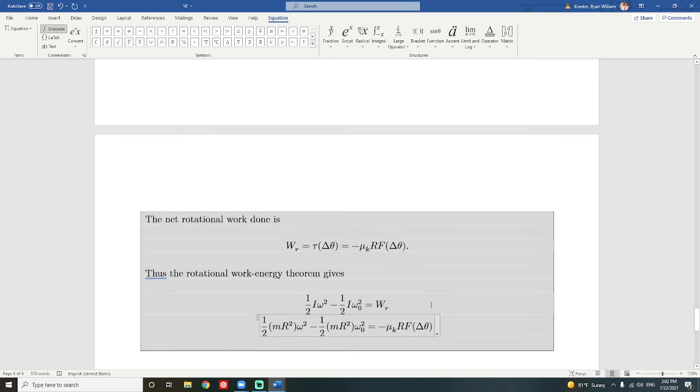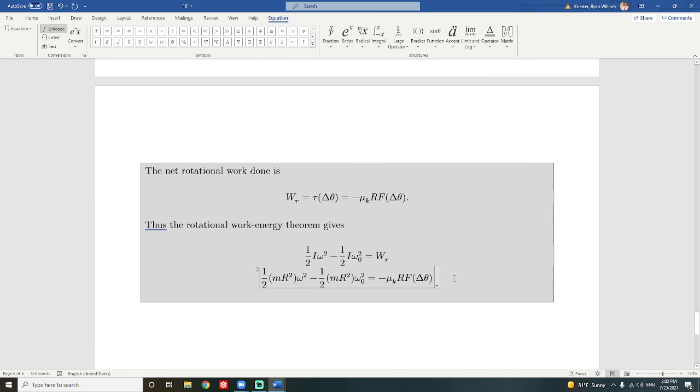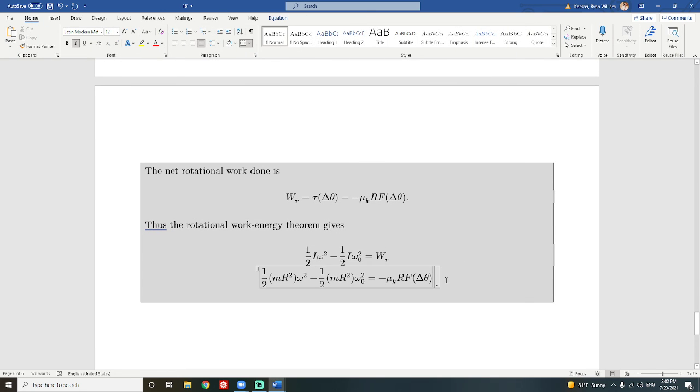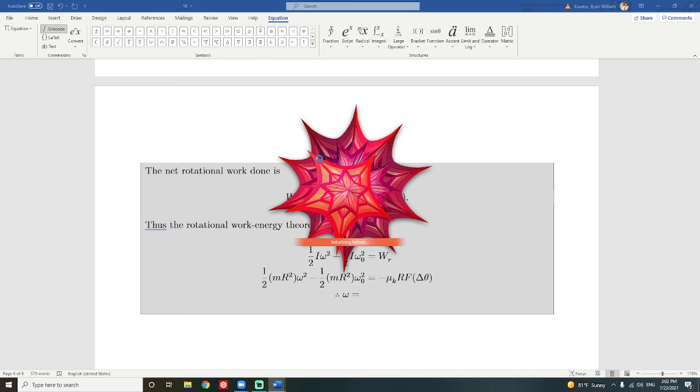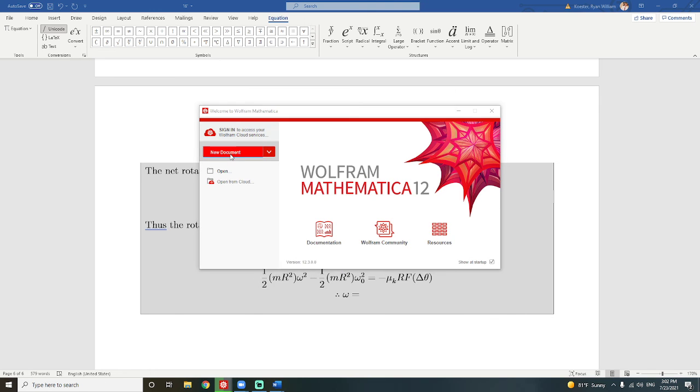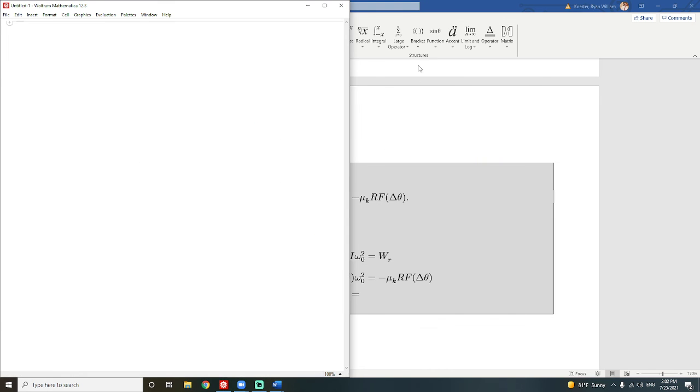Okay, so it's just a matter of solving this then for omega, right? And I'll probably have Mathematica do that for me, because the algebra is a little tedious. And that's not the point of this class, right? Even though it might feel like doing algebra is the point of this class sometimes. But let me just see what we get.